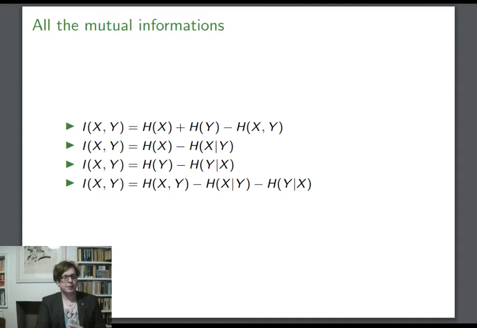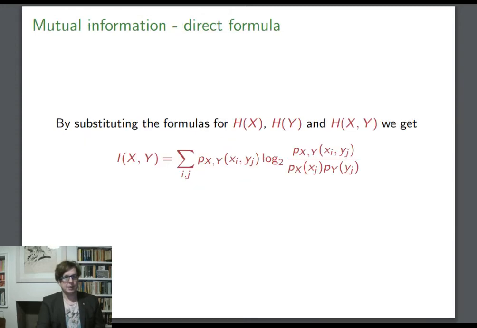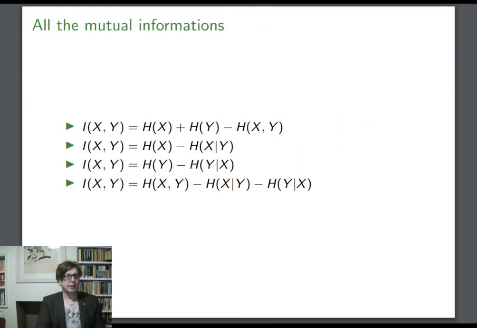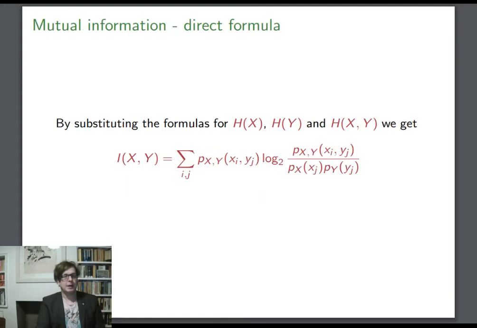I mentioned earlier that you could also write a formula for the mutual information directly in terms of the probabilities. You get that by taking the first formula, for example, I of x comma y is equal to h of x plus h of y minus h of x comma y, and just substituting in the formula for h of x and the formula for h of y and the formula for h of x comma y in terms of probabilities. And this is what you end up with.